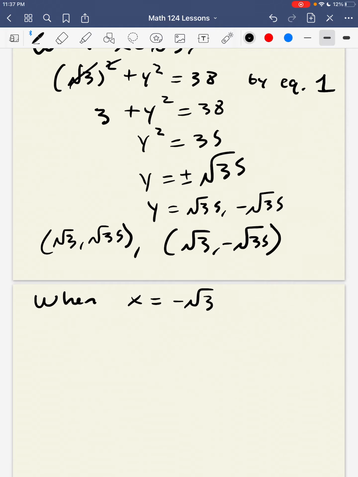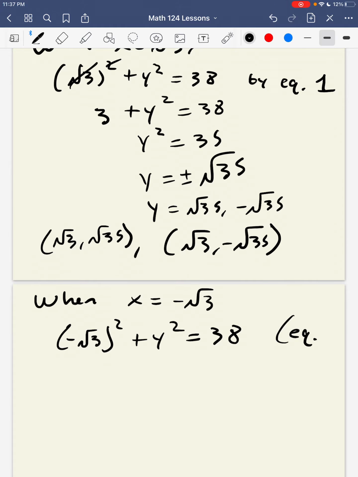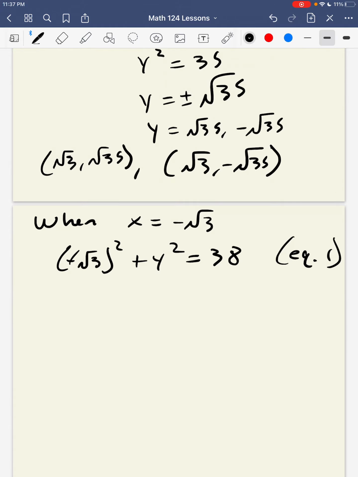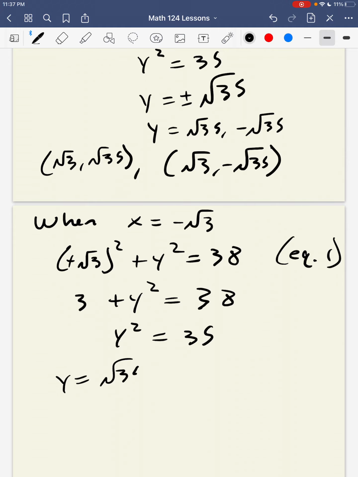X equals negative root 3, we just plug in. You could plug into either equation, but equation 1 is easier. Right, that's just equation 1. So the negative root 3 squared, the negative will cancel. Again, we just get 3 plus y squared equals 38. Y squared equals 35. So y either equals positive root 35 or y equals negative root 35.